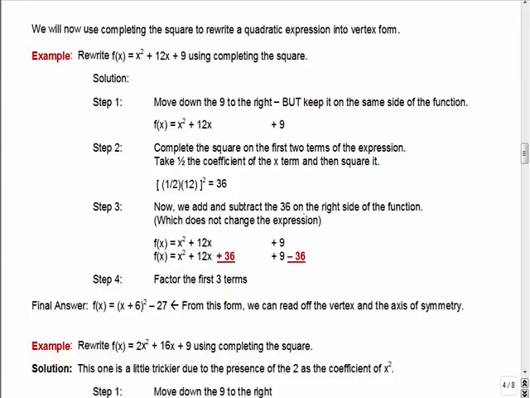Step 2, complete the square on the first two terms of the expression. So in other words, we take 1/2 the coefficient of the x term and square it. So 1/2 of 12 is 6. 6 squared is 36.